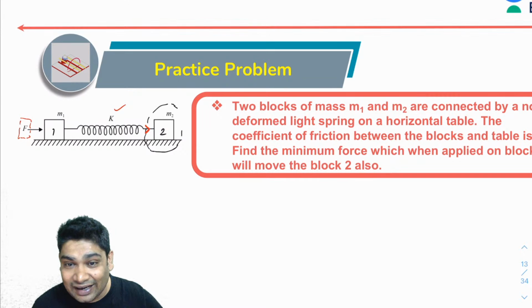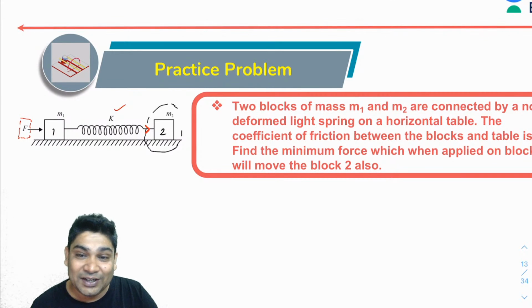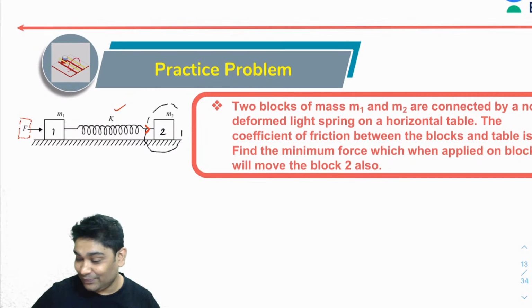Okay, no Kapil, Rohit Rao gave the correct answer. The correct answer is mu g into (M1 plus M2) by 2. Alright, no problem, Lokesh.